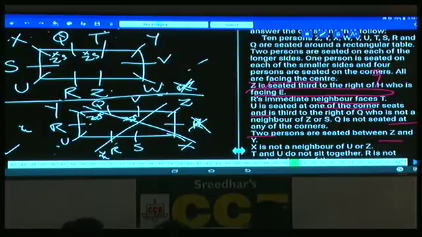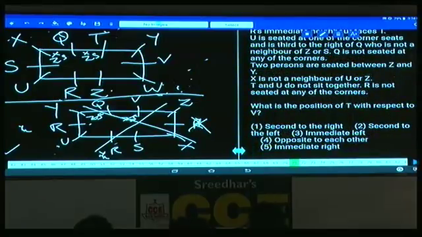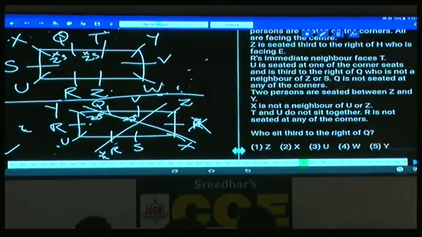Clear now? According to the first case, let us check out the questions here. Question number 71. What is the position of T with respect to V? Position of T with respect to V, second right, and it is given in choice 1. Now question number 72. Who sits third to the right of Q? Third to the right of Q, U. That is given in choice 3.